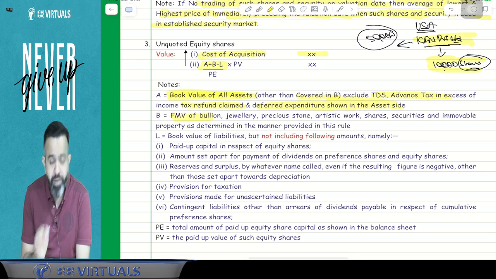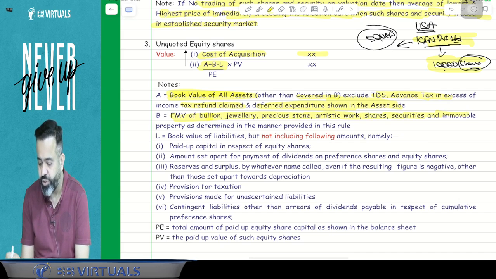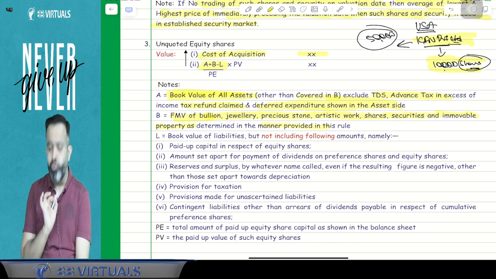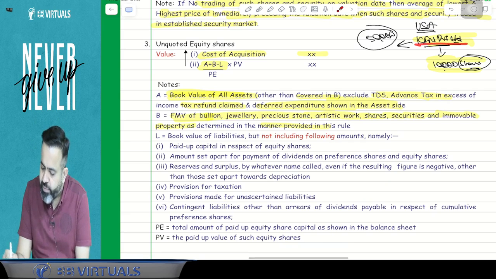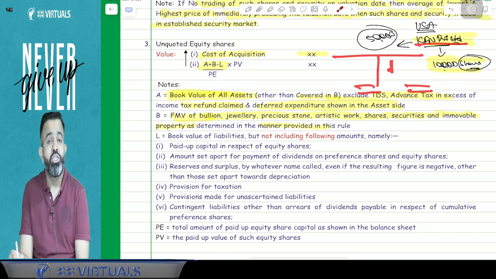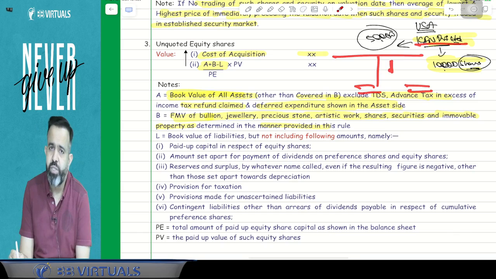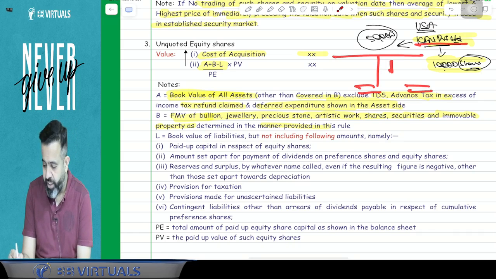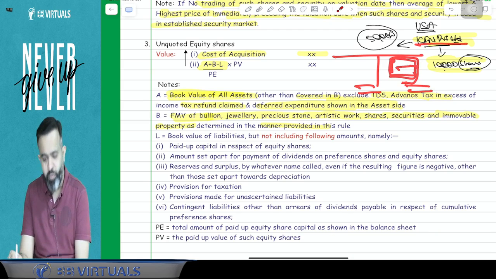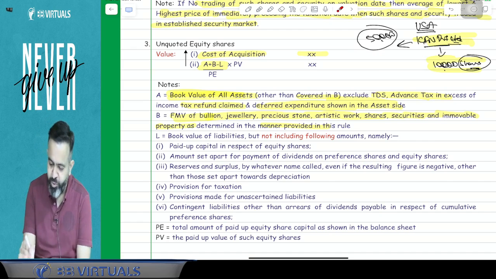Now, FMV you have to consider for the bullion, jewelry, precious stone, artistic work, shares, securities and immovable property as determined in the manner provided in this rule. So guys, you will take the Kin Private Limited balance sheet, and in the balance sheet, suppose on the asset side, if there is a share, security, jewelry, drawing, painting, sculpture, archaeological collection, any other work of art or bullion or immovable property, for those assets you will take the fair market value. Other assets you will take at book value, and guys, liability you will reduce at book value.